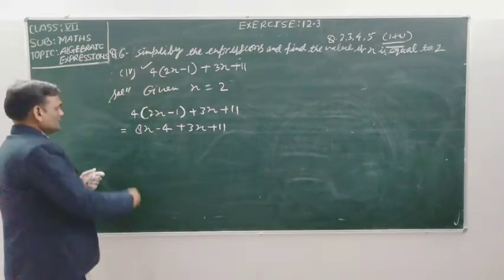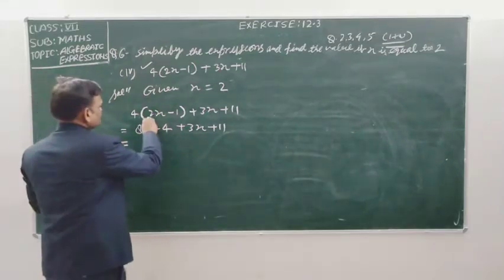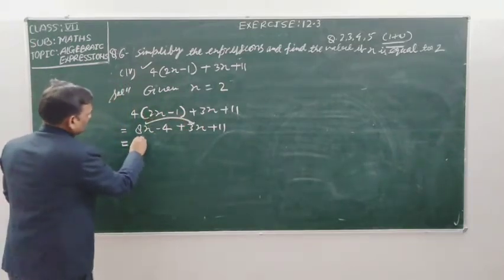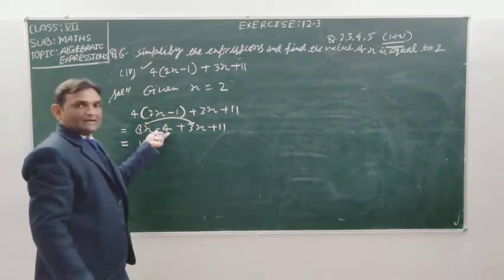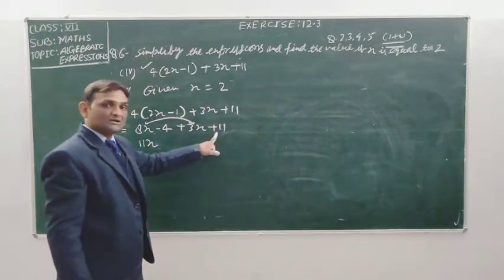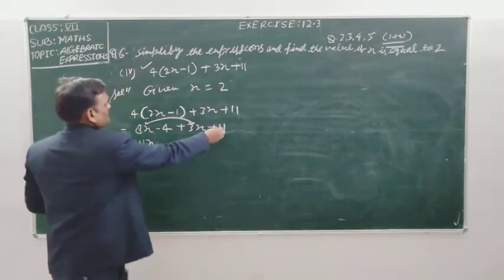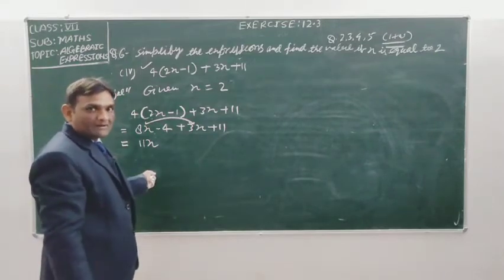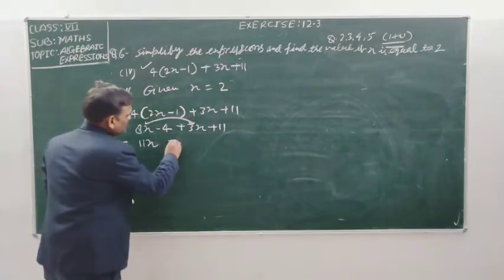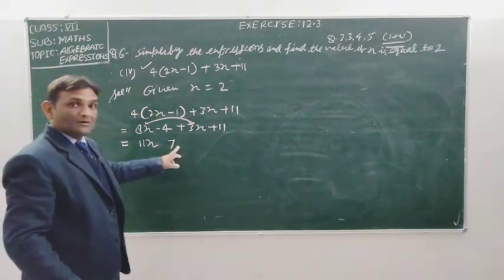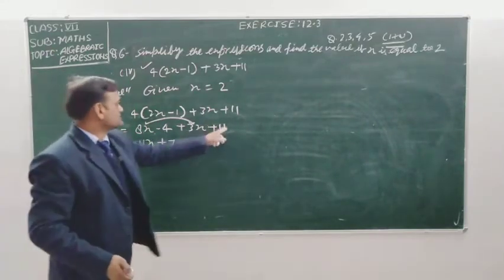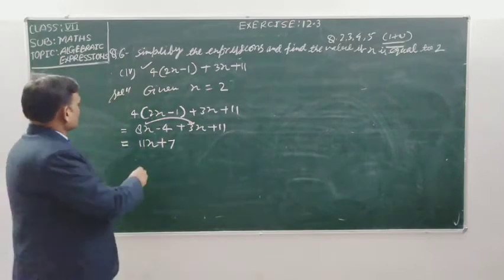Now solve it, student. Take the like terms together, 8x and 3x. 8x and 3x we can add, both are positive, so that is 11x. And these are constants, minus 4 and plus 11. One is negative and the other is positive, so always we subtract. 11 minus 4 is equal to 7, but which sign do we use? Positive, because 11 is greater than minus 4.